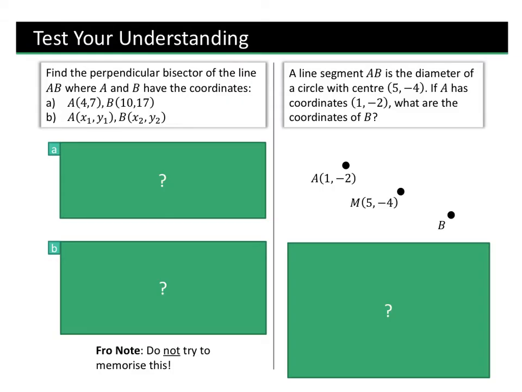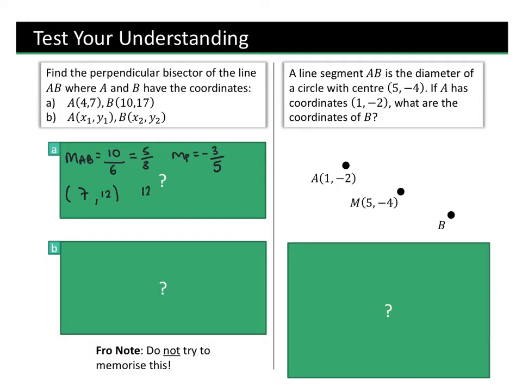We're just using numbers. So we know the gradient of AB is 17 minus 7, which is 10, over 10 minus 4, which is 6. So I get 5 over 3. So that means the gradient of the perpendicular bisector is -3 over 5. So now I need to find the midpoint of A and B. Between 17 and 7 is 12. And between 4 and 10 is 7.